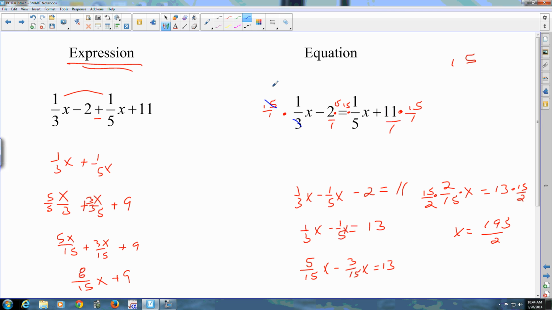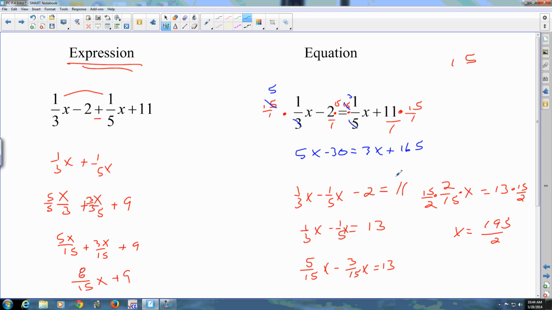3 goes into 15 5 times, and I got 5x minus 30 is equal to... 3 goes into 15 5 times. 3 times. Why did I say 5? Holy cow. That higher level math skill keeps killing me. Alright, so then I have 3x plus 165, I believe.